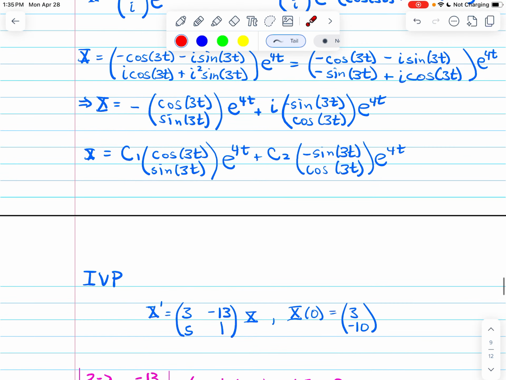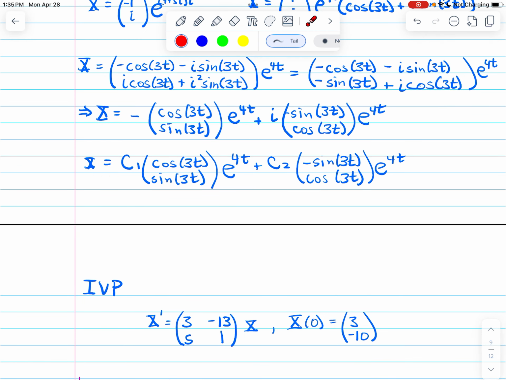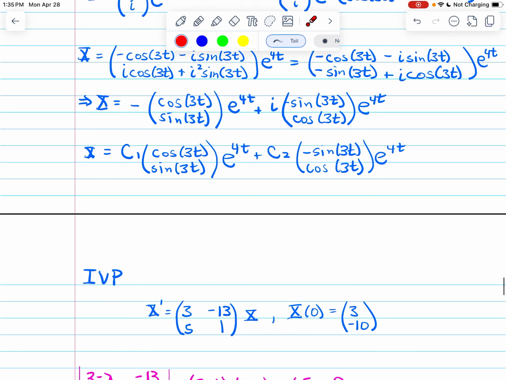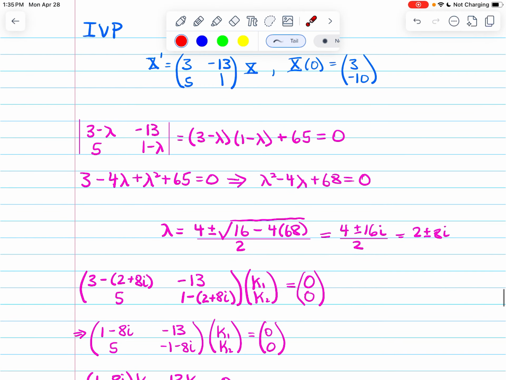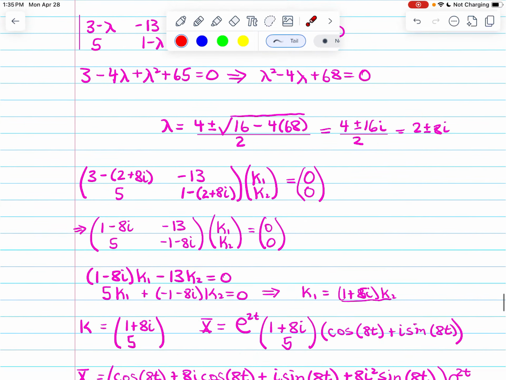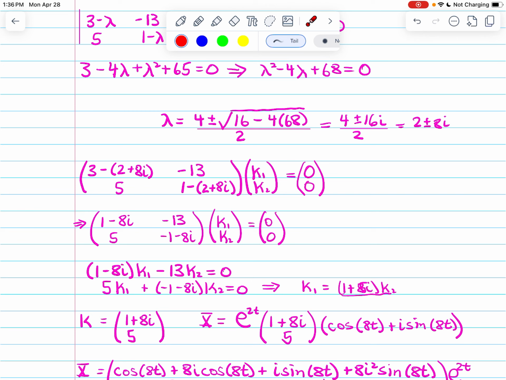Now, let's look at another example here, but this time we're going to have an initial value problem. And I've got this system right here with this initial condition. So here I go. I solve it like usual. I find my eigenvalue, 2 plus or minus 8i. I proceed as I always have, plugging in the 2 plus 8i, and I get this thing right here.